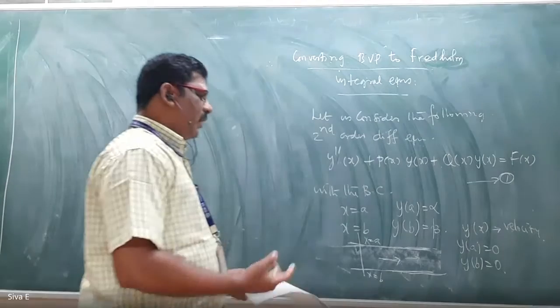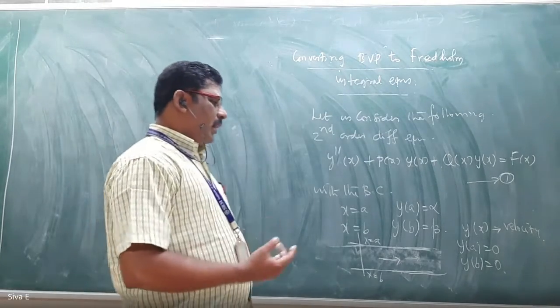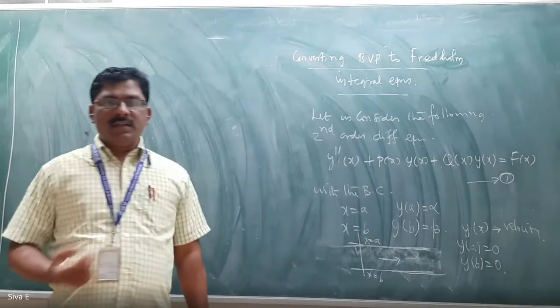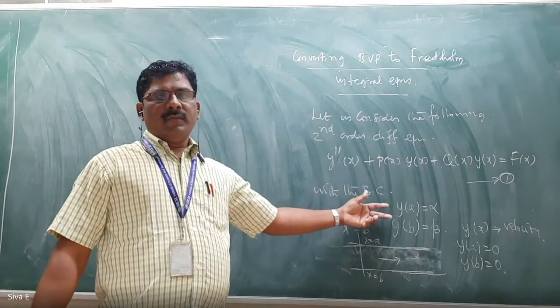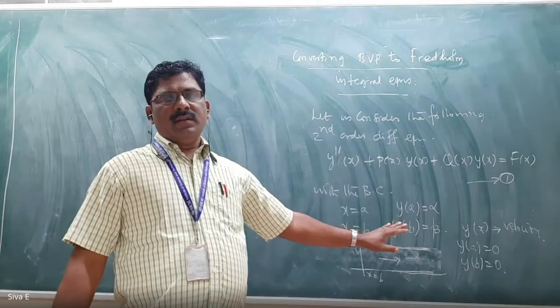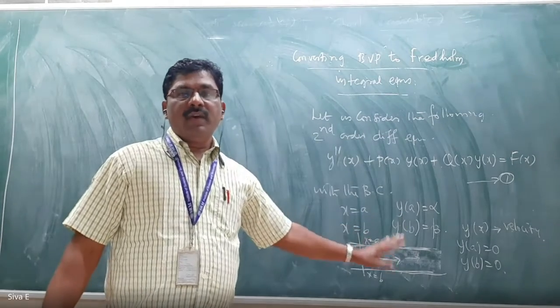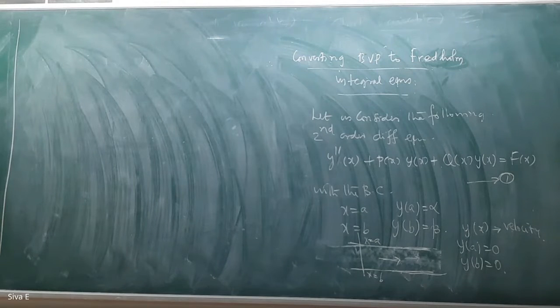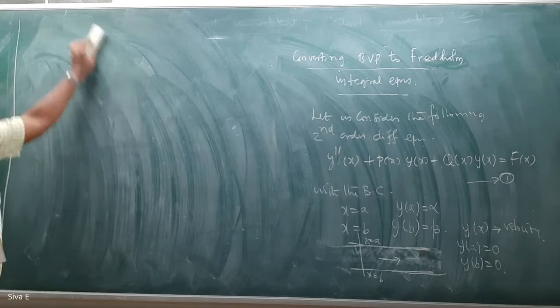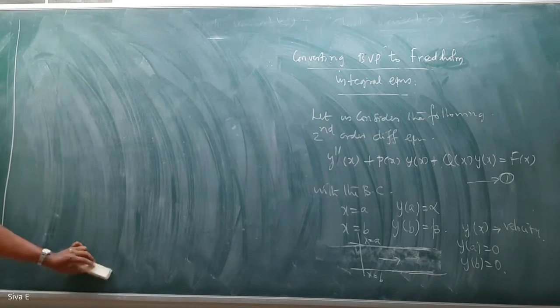This is a method to write the boundary conditions. So what is the function at the two ends of the boundary? That is important. This is called the boundary value problem. So how do we convert the boundary value problem to Fredholm integral equations?